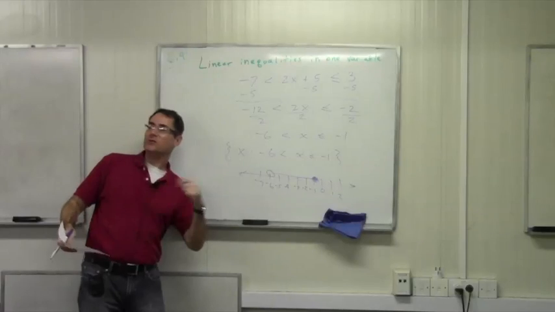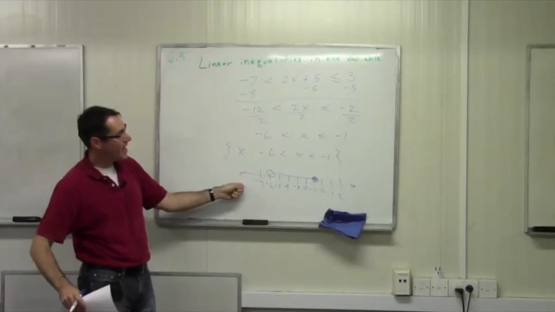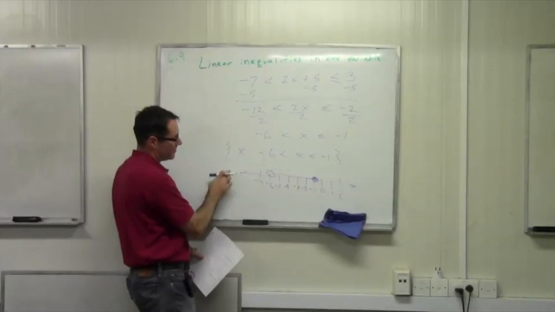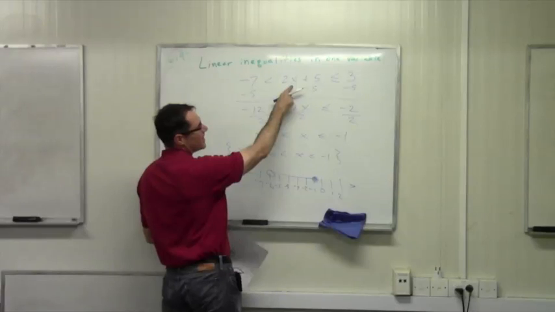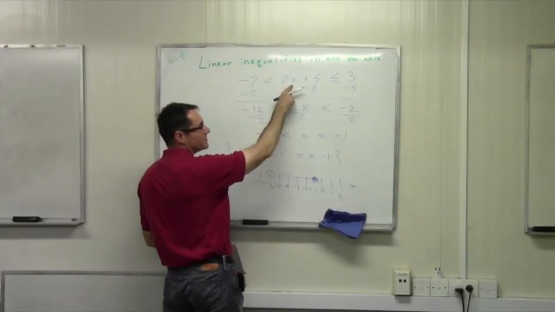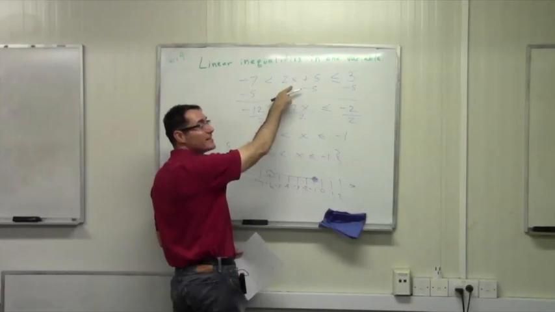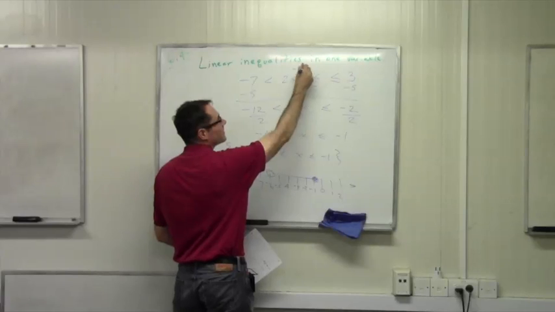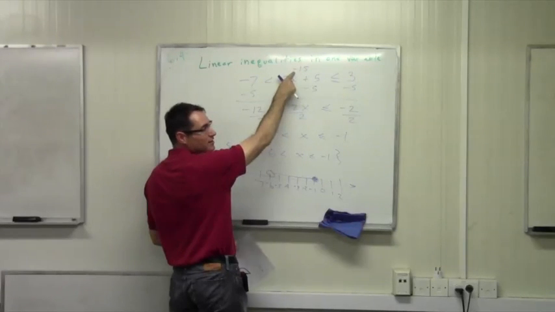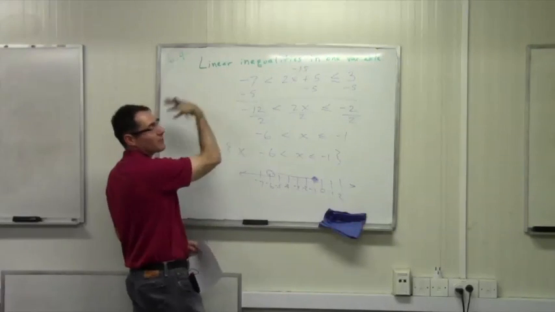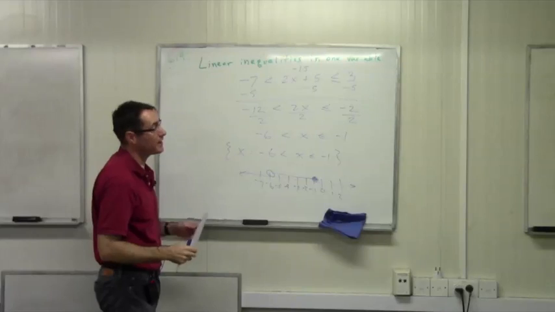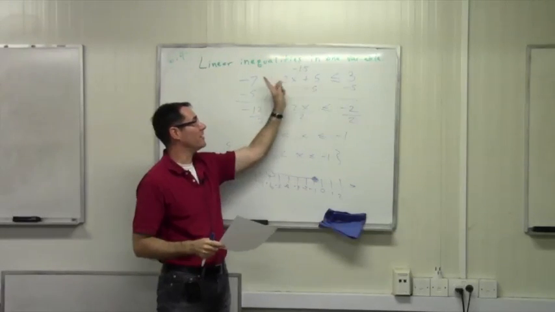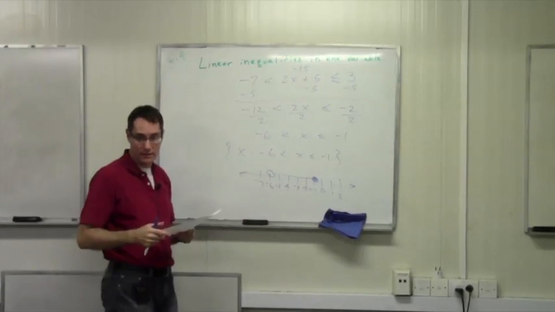Let's pick something that's outside this range. Let's say -10. -10 is down here somewhere. 2 times -10 is -20. -20 plus 5 is -15. Is -7 less than -15? No, so it's out here somewhere. -15 happens to be less than or equal to 3, but it doesn't fit in the range correctly.